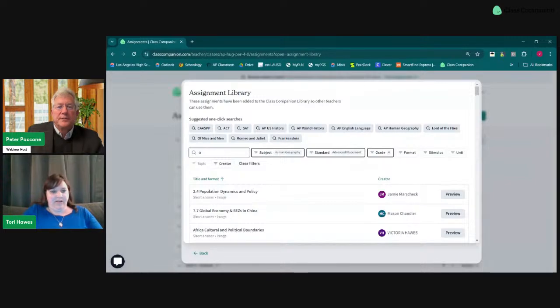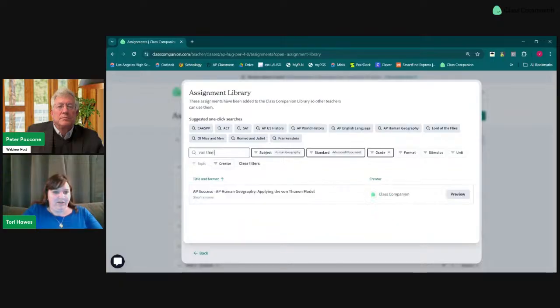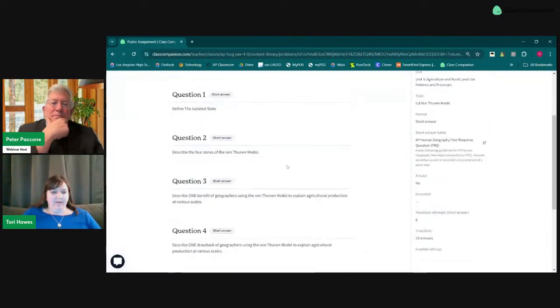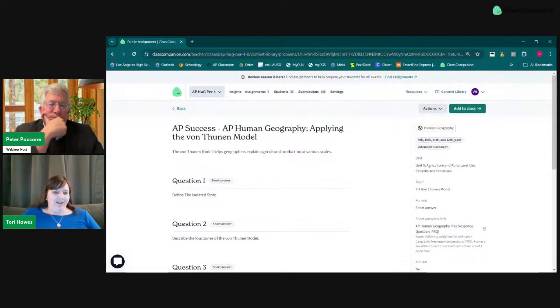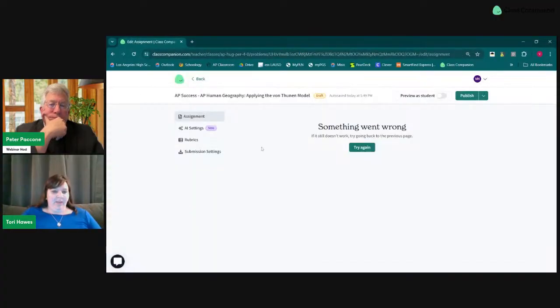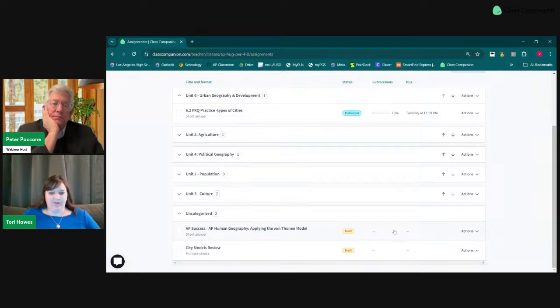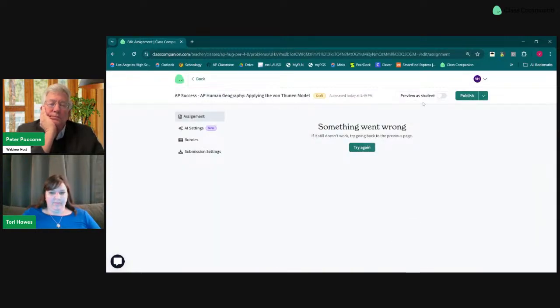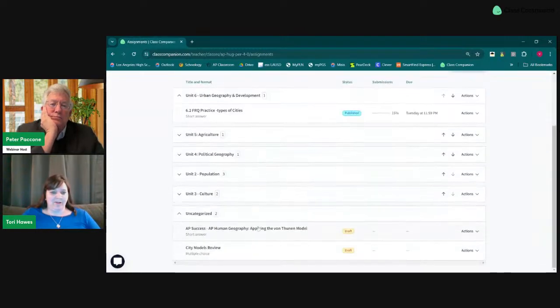Let's try it. Nice. Von Thünen. In Von Thünen we trust. Let's see if we can find something for Von Thünen. So define the isolated state, describe the 4 zones. Let's say I don't like this question. I can click add to class. It'll first just give you one period. And then you can go through and fix what you need to and change any questions you want to as well. It's not wanting to show me that one apparently.